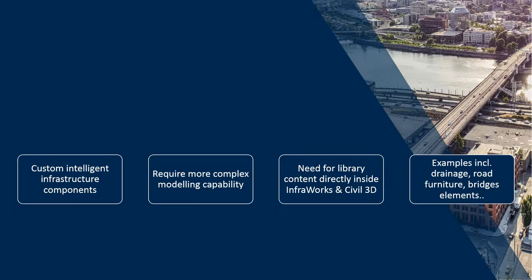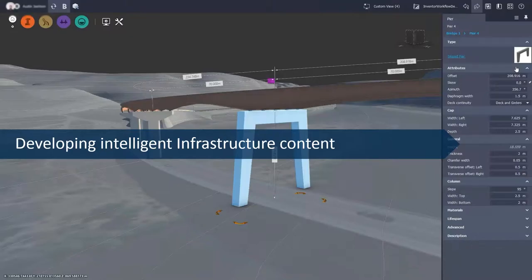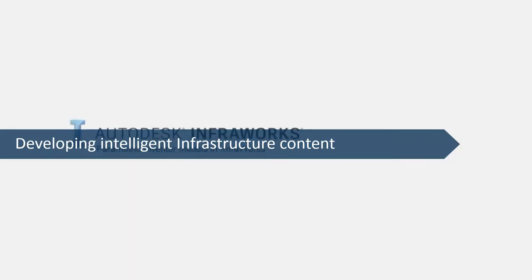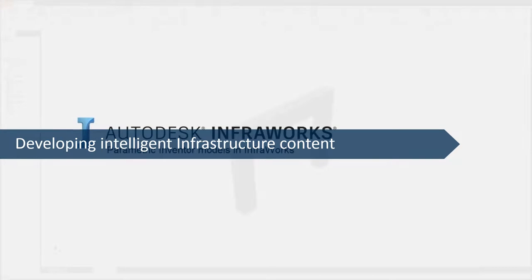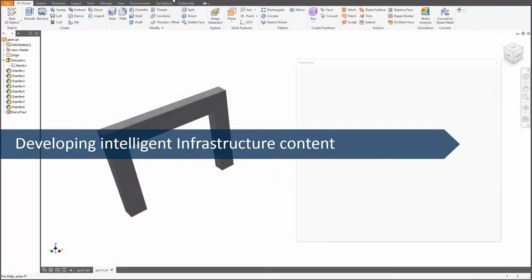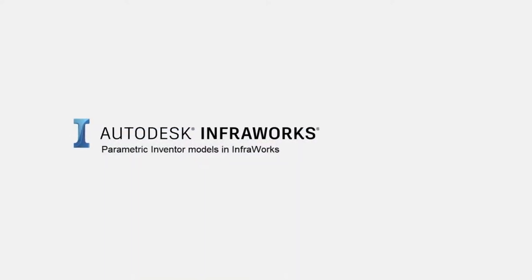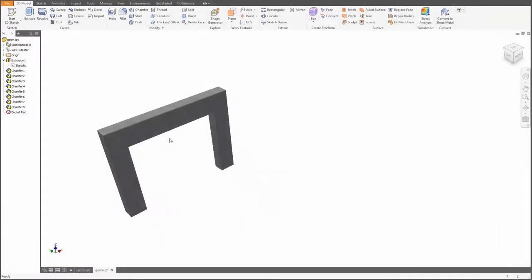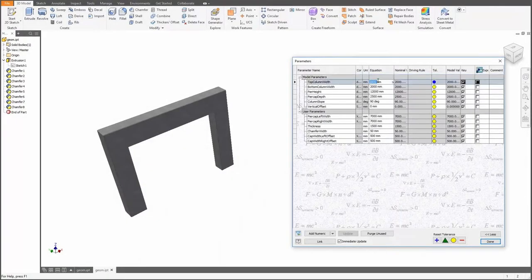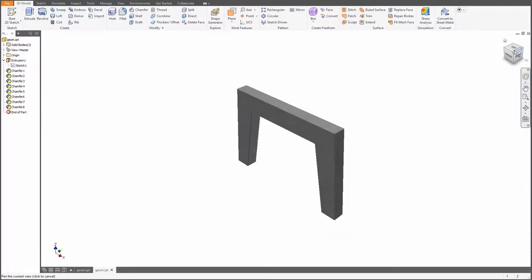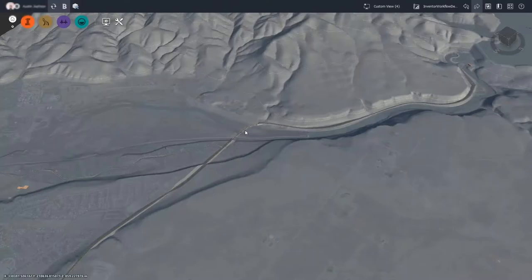Now, the next example we're going to look at is intelligent infrastructure content. So basically, this is more or less the bridge components. Now, in here, this is InfraWorks that comes up, right? I don't know why that's not gone away, but let's have a look. Here we go. So this is Inventor. What we do is we're going to model up, and also again using parameters and iLogic, we're going to change this, and we will export this out to be used inside of InfraWorks.